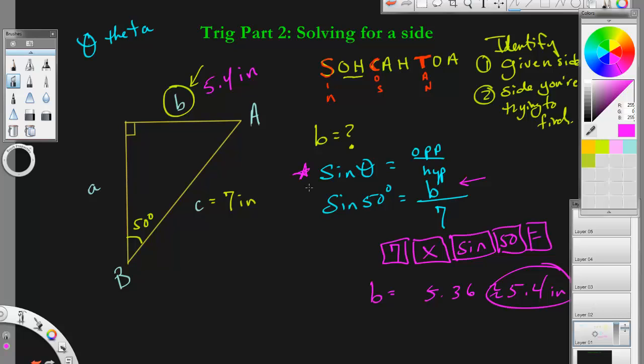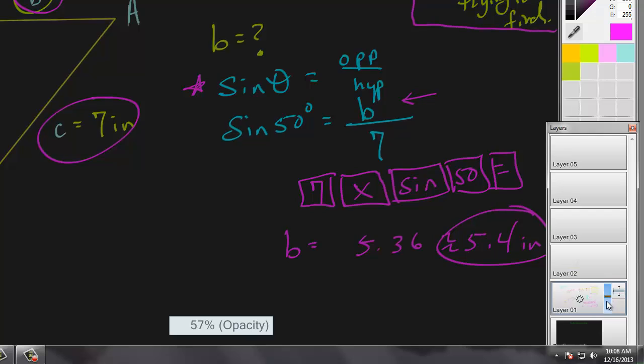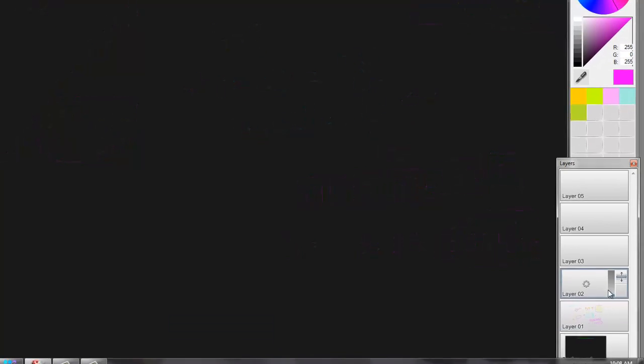Now, a lot of people will ask when the first time they see this, why did you pick the sine? So let me go back over that. I picked the sine because I did this pink box right here. I identified two things, the given side and the side you're trying to find. From this angle here, the given side is the hypotenuse. The side I was trying to find is the opposite side, and the only one that has opposite and hypotenuse in it is the sine. Okay? The only one. So that's that. Now, I know that's a little shaky the first time you see that, and that's pretty normal.